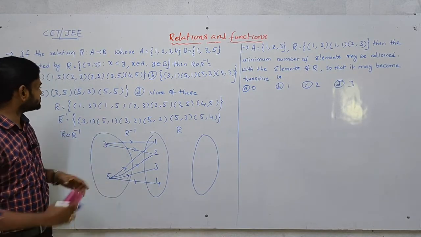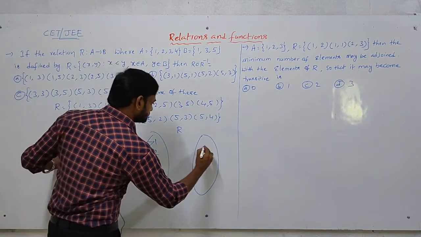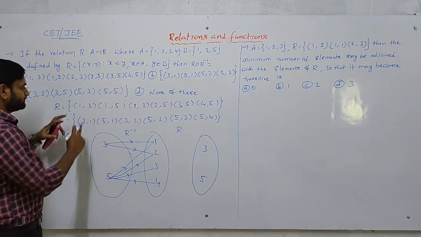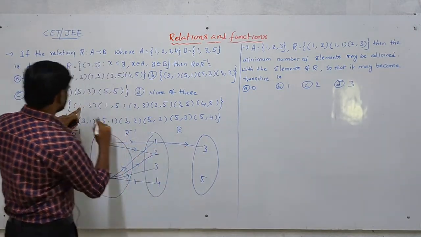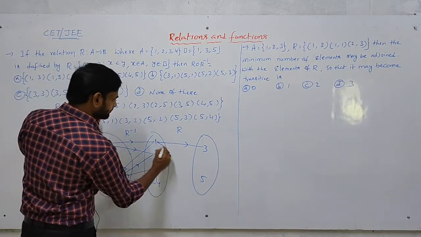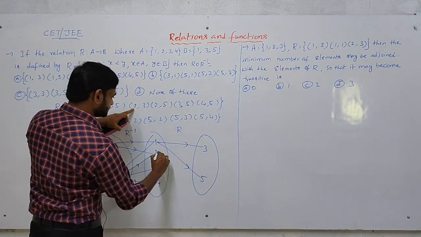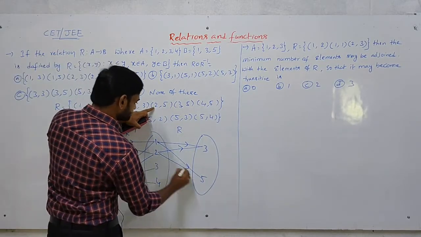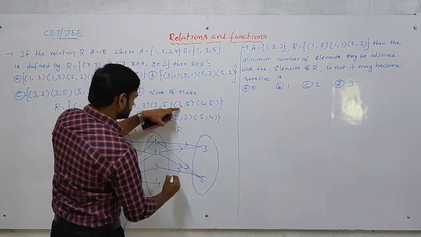What are the second elements? Second elements are 3, 5. That's it. Now make the mapping. 1 to 3. Next 1 to 5. Next 2 to 3. Next 2 to 5. Next 3 to 5. Next 4 to 5.